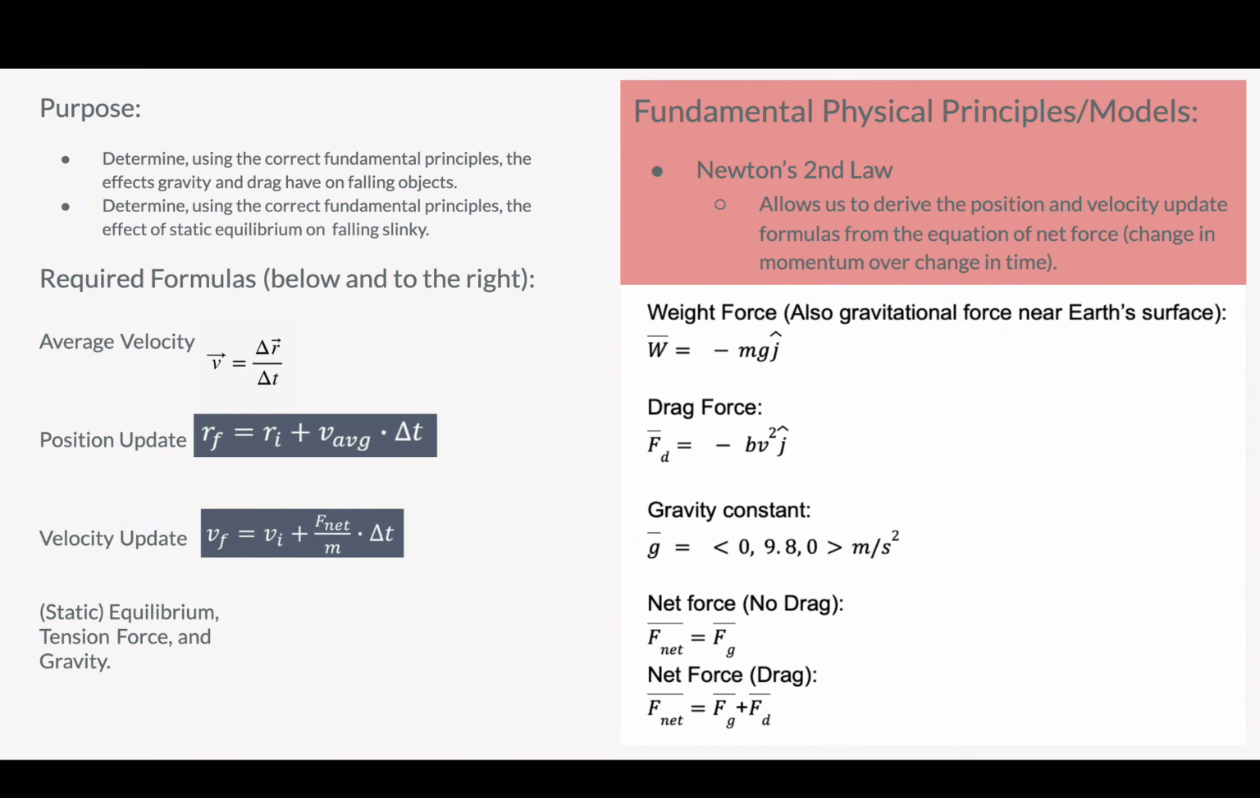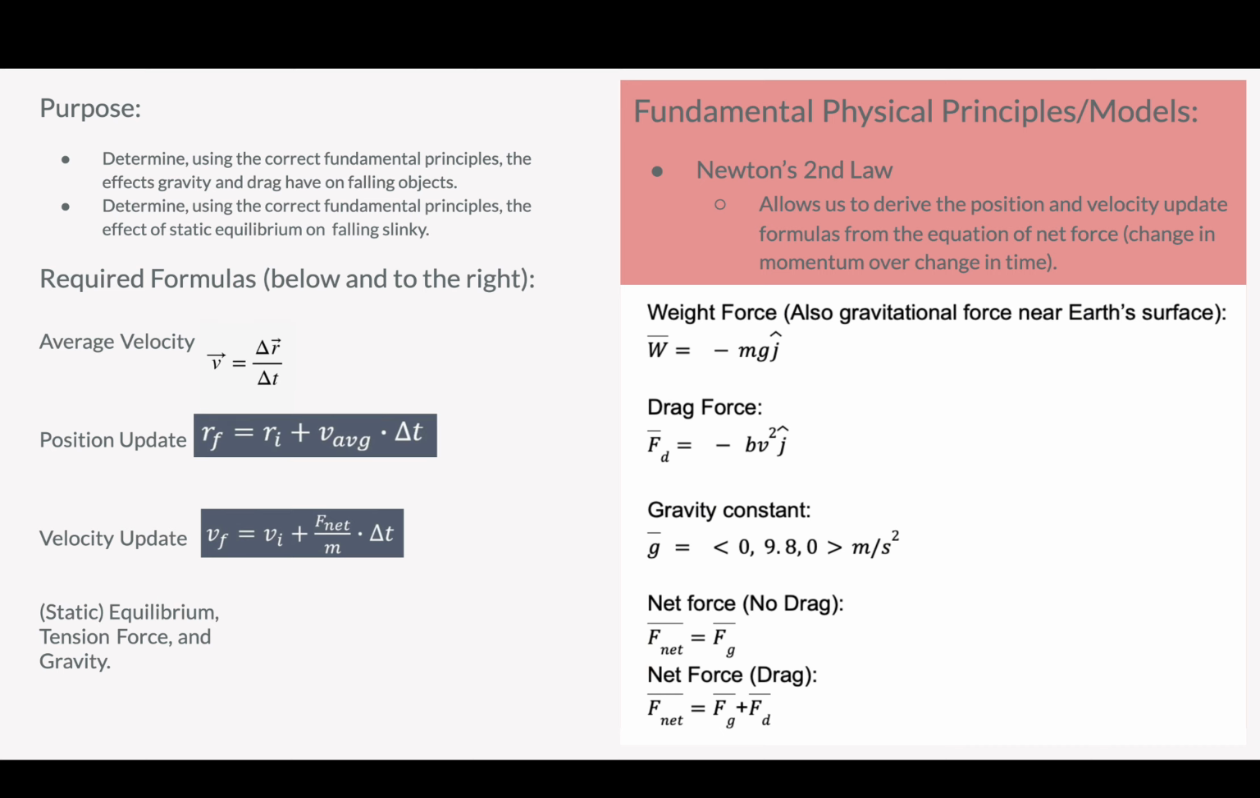The first is to determine, using the correct fundamental physical principles, the effects gravity and drag have on falling objects. The second is to determine, using similar principles, the effects of static equilibrium on a falling slinky. The primary fundamental physical principle used in this lab is Newton's second law, which allows us to derive the position and velocity update formulas from the equation of net force, change in momentum over change in time.